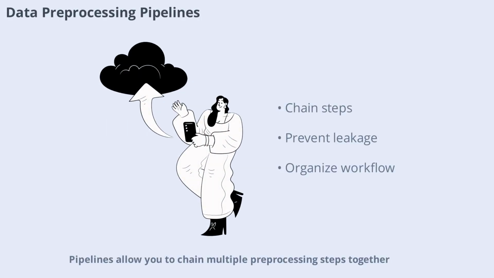Pipelines allow you to chain multiple preprocessing steps together, ensuring a consistent and repeatable workflow. Tools like the scikit-learn pipeline make it easy to build and manage preprocessing sequences. Pipelines help prevent data leakage and make your code more organized and maintainable. Let's see how to create and use preprocessing pipelines effectively.